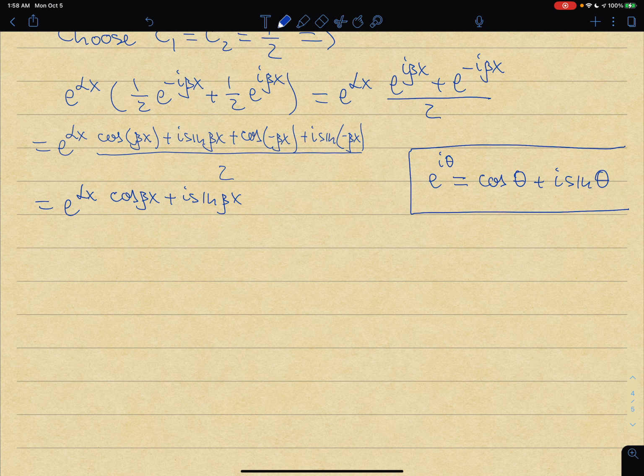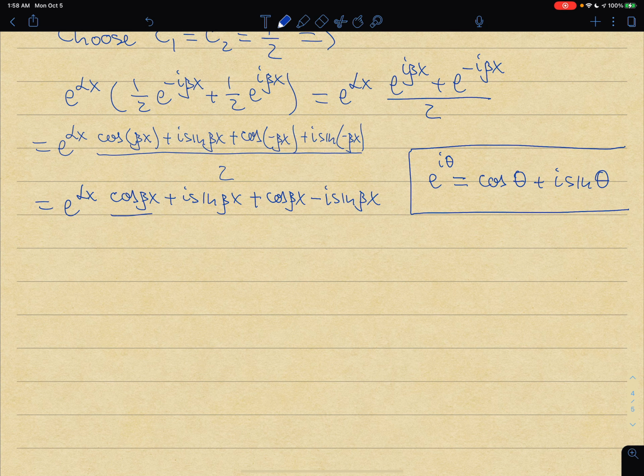beta x plus one result that you should remember is that cosine is an even function. Cosine of minus something is equal to cosine of plus the same thing. So cosine of minus beta x is the same thing as cosine of beta x, because cosine is an even function. Likewise, sine is an odd function. So sine of minus beta x is minus sine of beta x, still divided by 2.